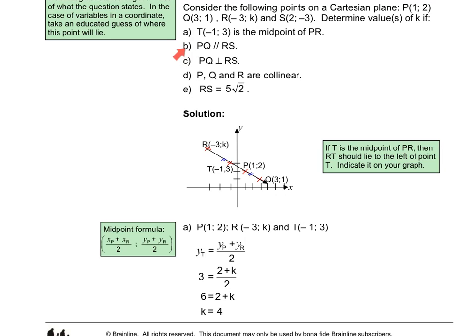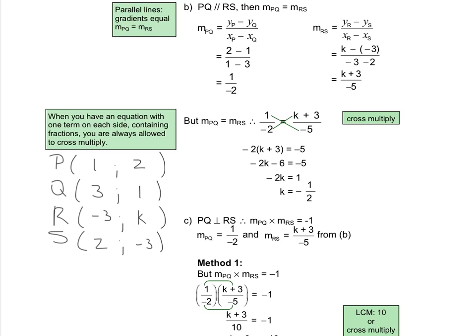Then question B, where we have parallel lines, it means that the gradient of PQ must equal the gradient of RS. So now for the gradient of PQ, I take the difference in y values, 2 minus 1, over the difference in x values, 1 minus 3. Then I simplify, 2 minus 1 is 1 and 1 minus 3 is minus 2. So the gradient of PQ is minus a half.